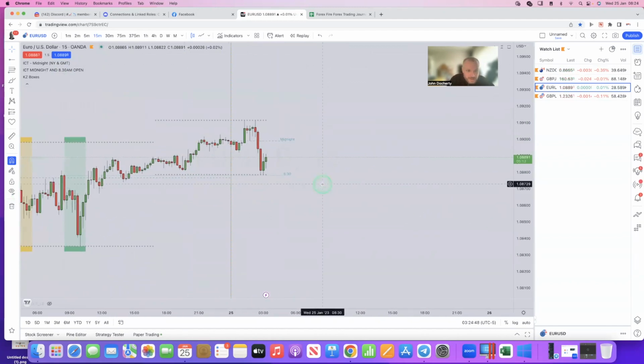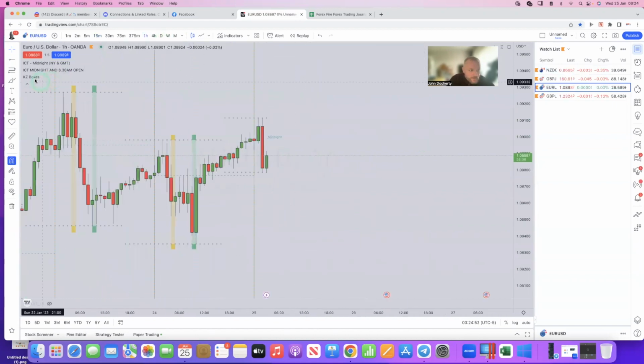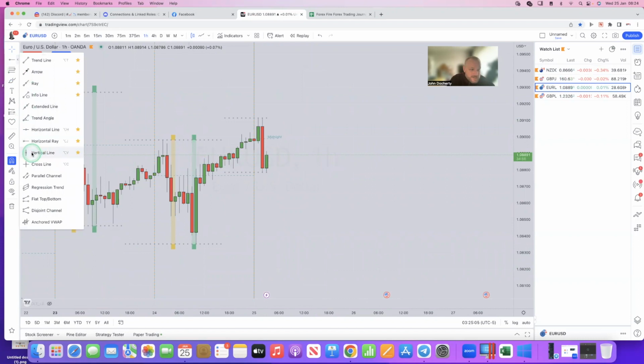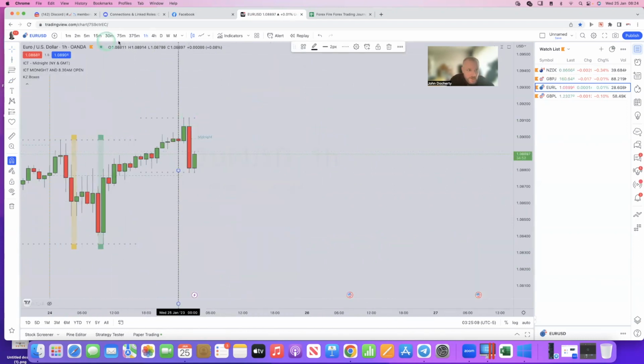We've got our 1 hour chart on. We've got the KZ boxes, the ICT midnight and 8:30 AM open. And I've got the ICT midnight in New York and GMT, okay? Those are the indicators I use. Once again, vertical line on the midnight. Dropped out to 15 minutes.